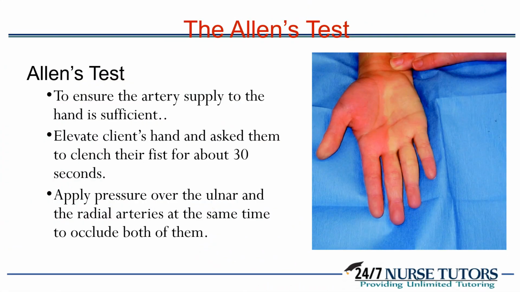Let's discuss the Allen's test. The Allen's test is done to ensure the artery supply to the hand is sufficient. This is how it is done. The client's hand is elevated, and the client is asked to clench their fist for about 30 seconds. You then apply pressure over the ulnar and radial arteries at the same time to occlude both of them.